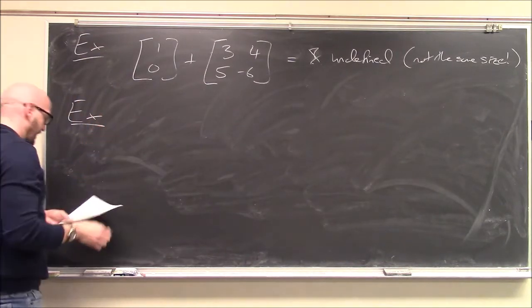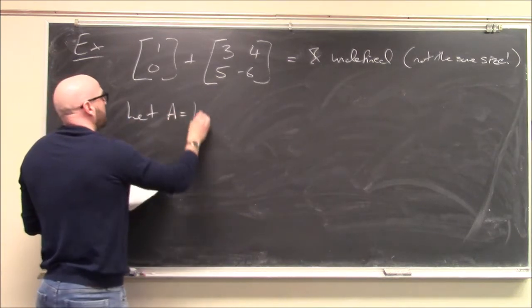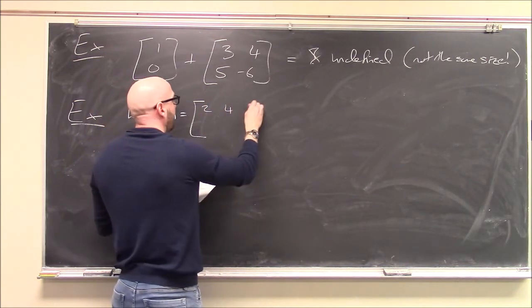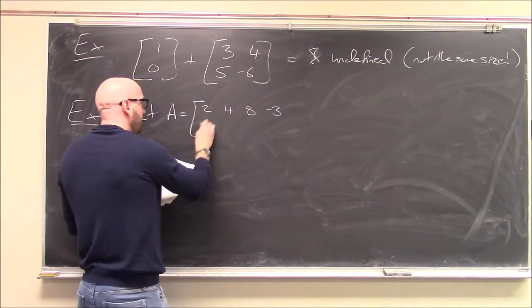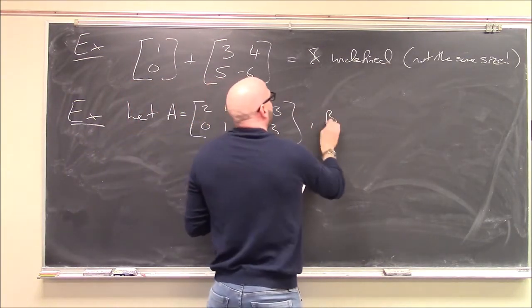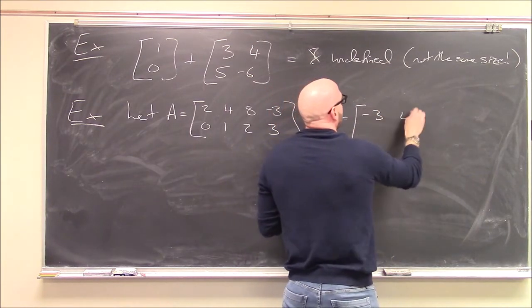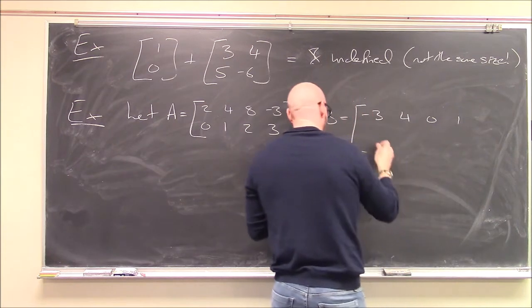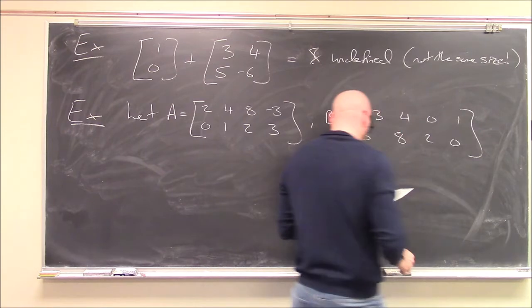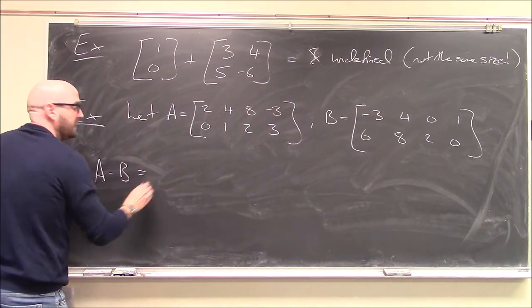Let's do an example of subtraction. We'll let A be this matrix. It's 2 by 4. 2, 4, 8, minus 3, 0, 1, 2, 3. And B is minus 3, 4, 0, 1, 6, 8, 2, 0. And I want to compute A minus B.